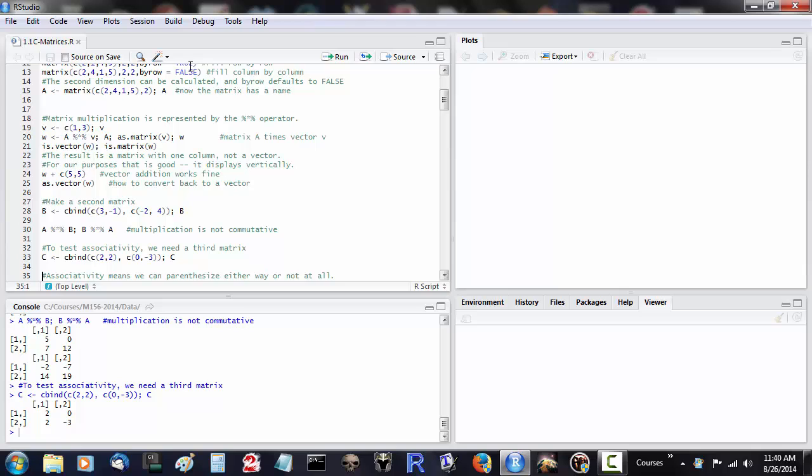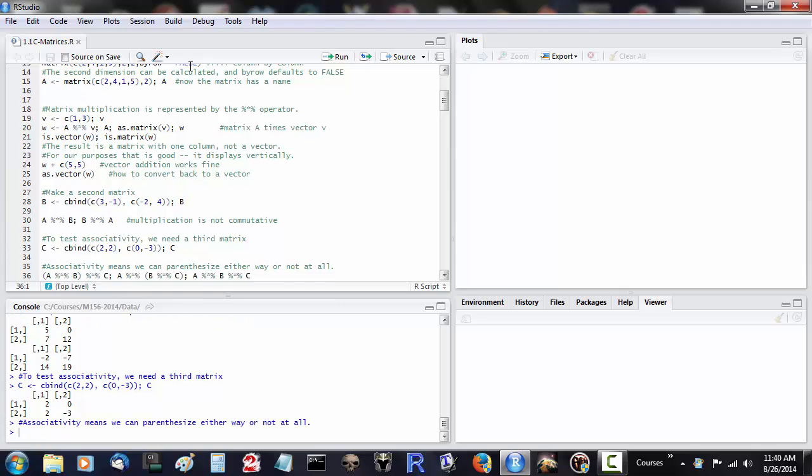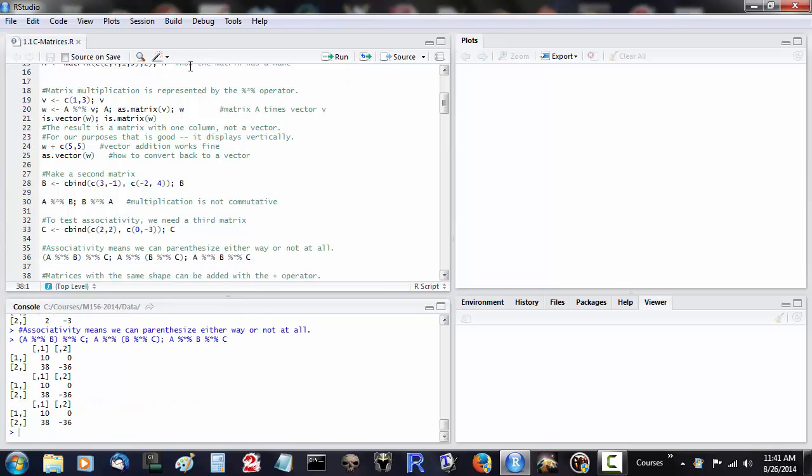To check associativity, we need yet a third matrix, C. There it is at the lower left-hand corner. And now I can try doing the multiplication in three different ways. First, multiply A by B, then multiply on the right by C, or first on the right multiply B by C, then multiply on the left by A, or just do the whole business without any parentheses. And in every case, the answer is the same 2 by 2 matrix.